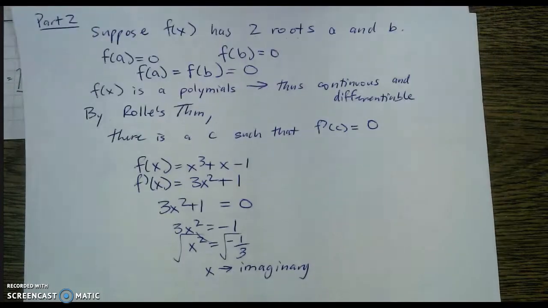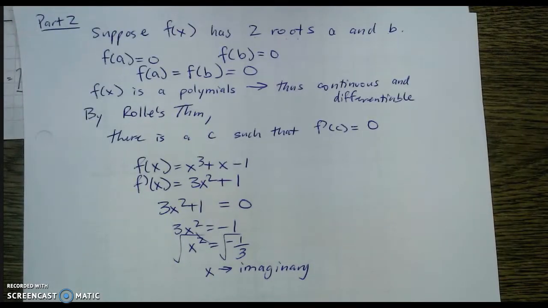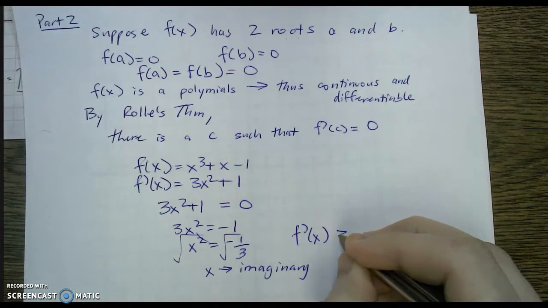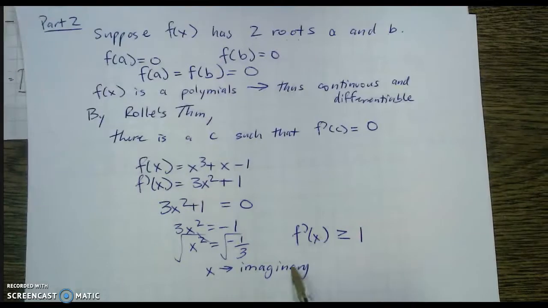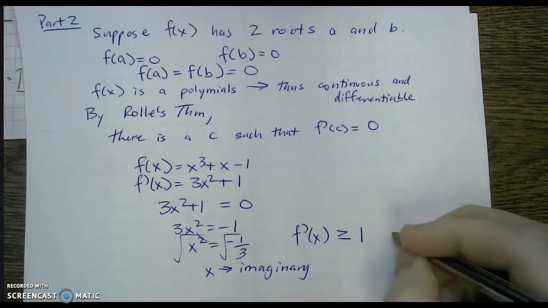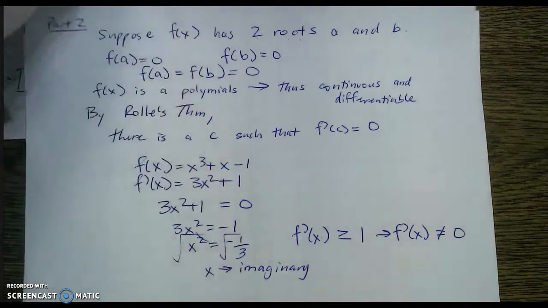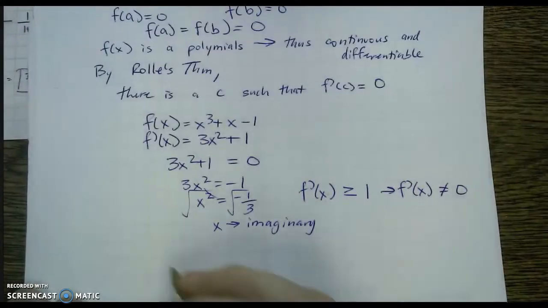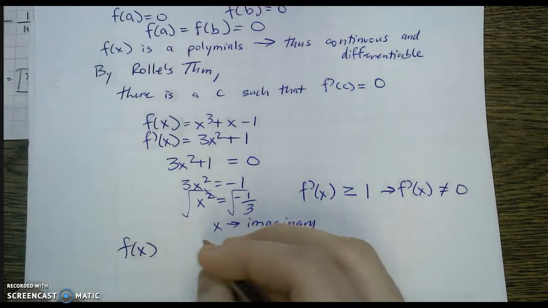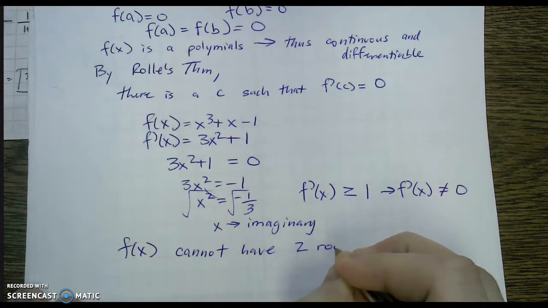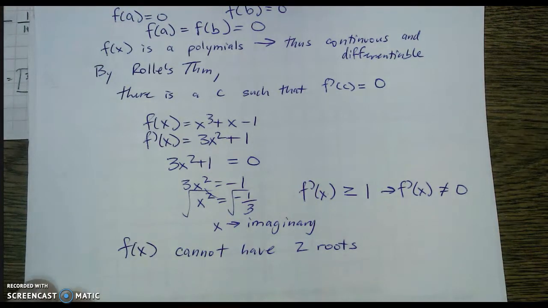So what we just showed is that the derivative is greater than or equal to 1 at all times. That's why we got an imaginary number, and so the derivative cannot equal 0. There are no values that will give you 0. So f of x cannot have 2 roots. We showed that, 1, it has a root, and then now we just showed it can't have more than 1. So it has exactly 1 root.